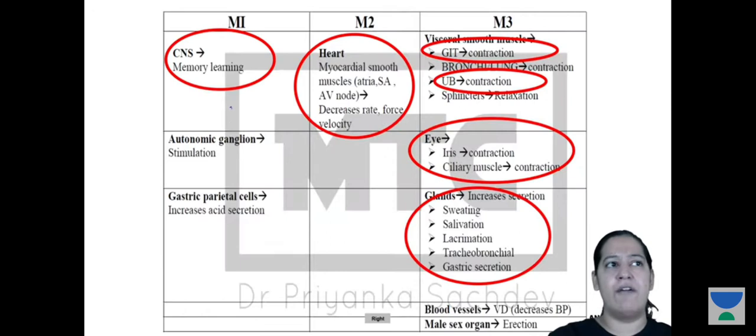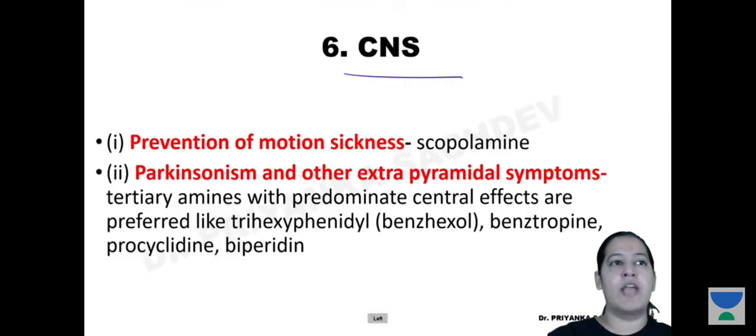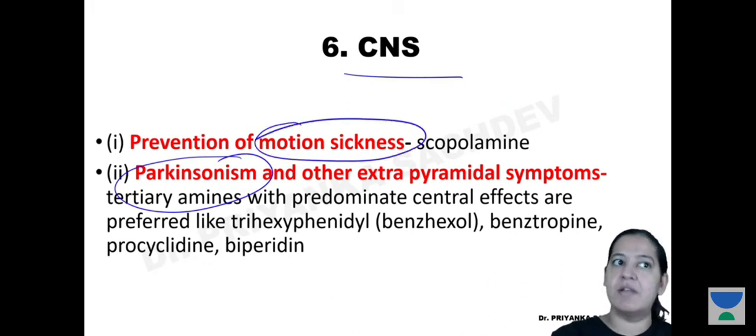In CNS, I have taught you 2 uses. One, by blocking the basal ganglia, it is used for Parkinsonism. One, by blocking the vestibular apparatus, it is useful in motion sickness.